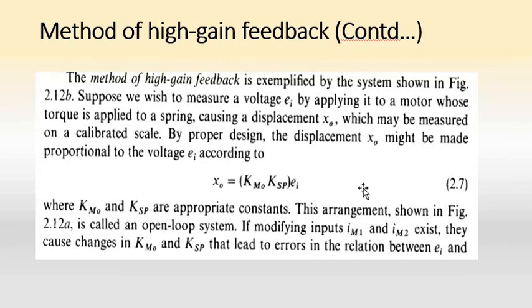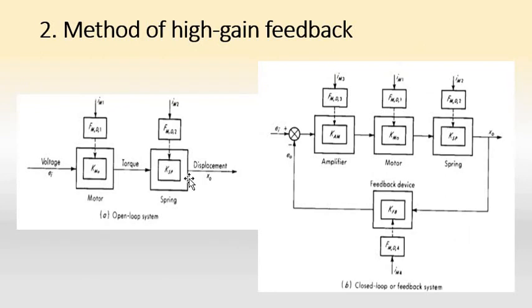Here no removal takes place. For that purpose, we are adding a feedback session in the next figure. You can see in the next block diagram there is a feedback. We have given a feedback from x naught to the input, and a feedback device is also given whose gain is KFB. You can also see an amplifier here whose gain is KAM.